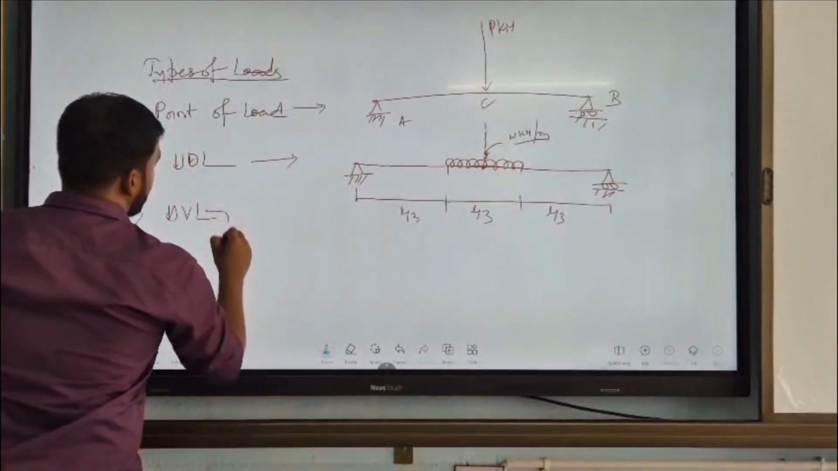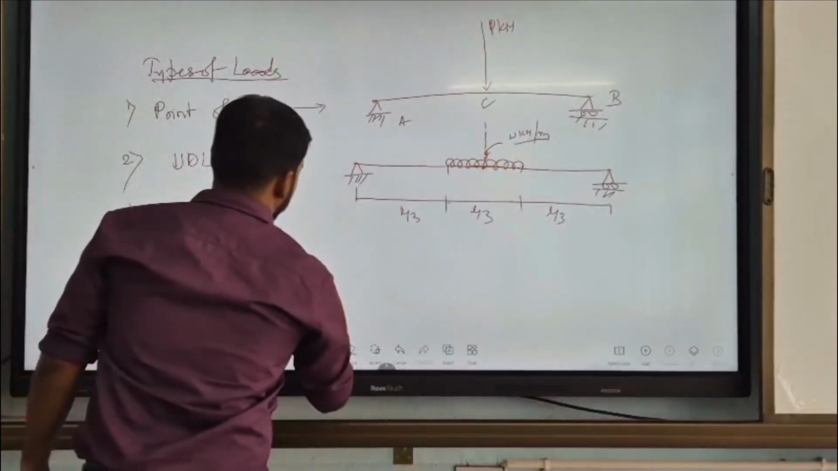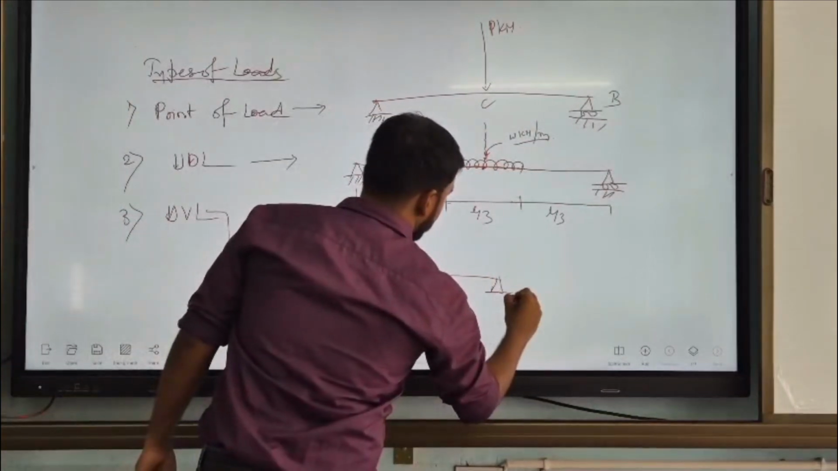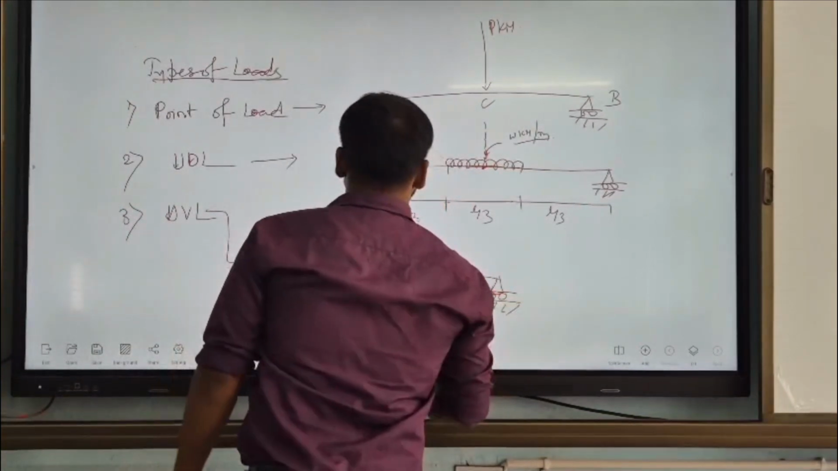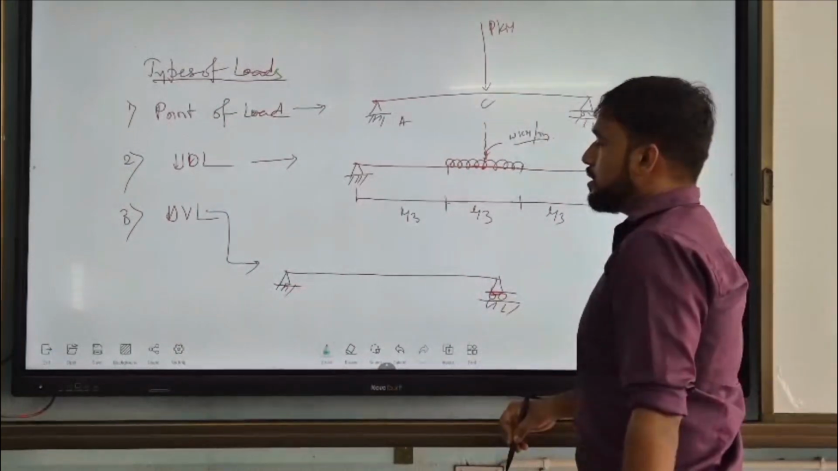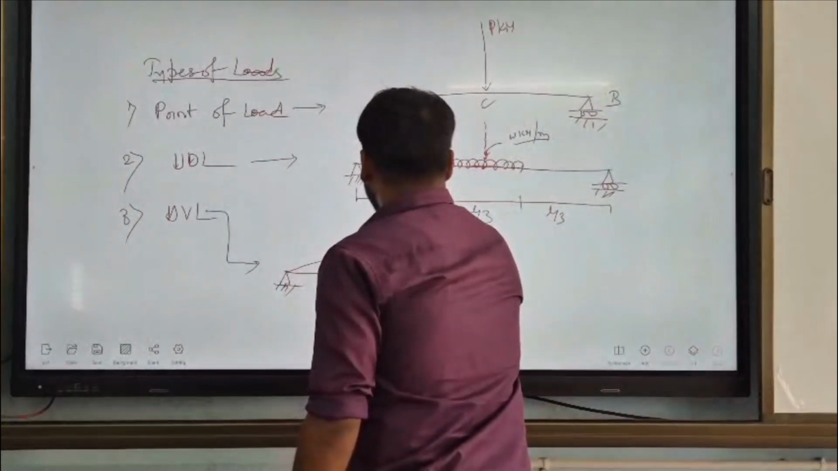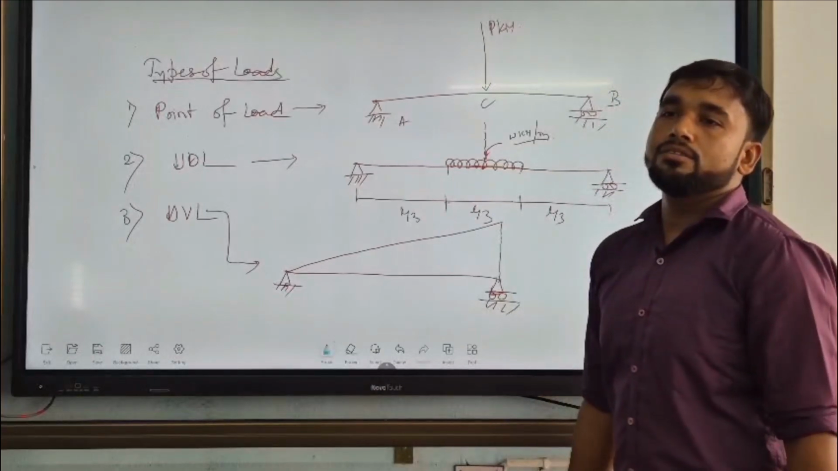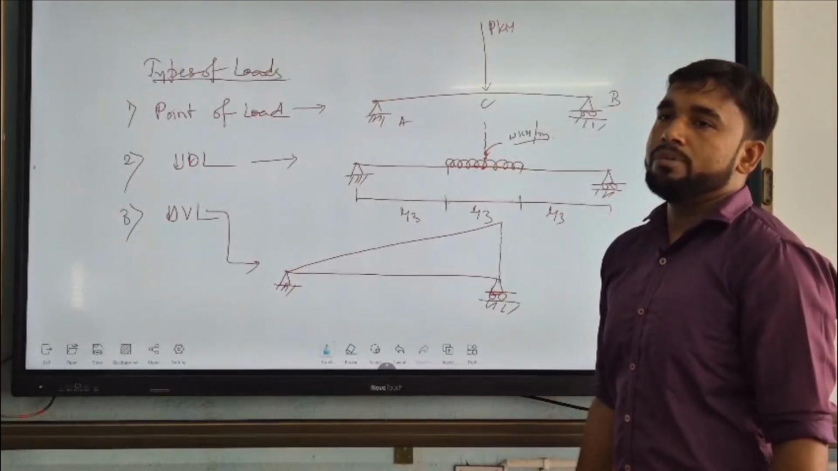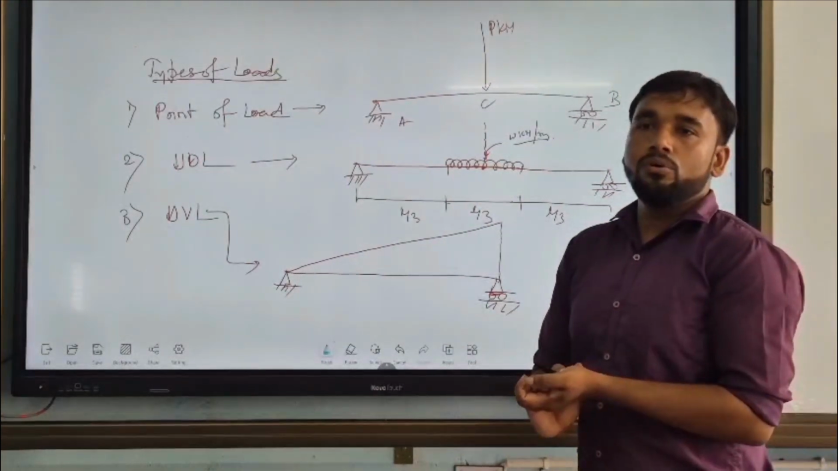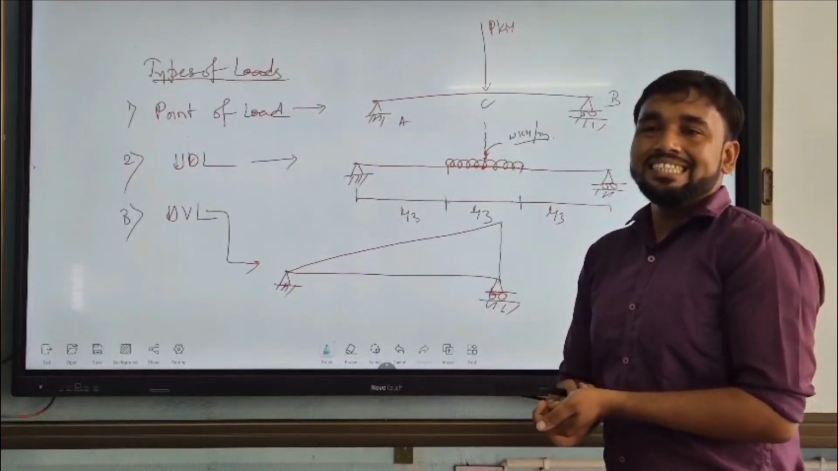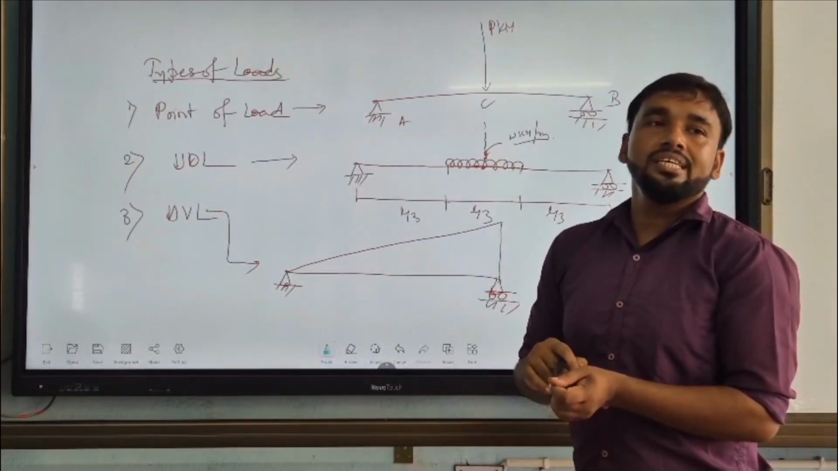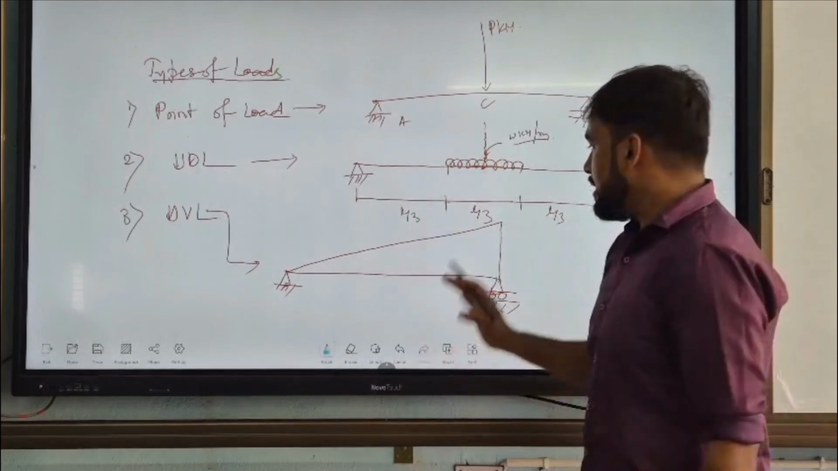Then come to your UVL. Same thing, draw the same beam. Uniformly varying means varying along the length or along the axis of the beam. A uniformly varying load is one whose intensity changes along the length of the beam. It changes linearly.